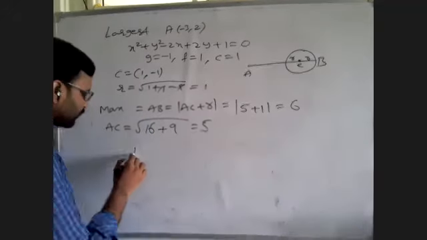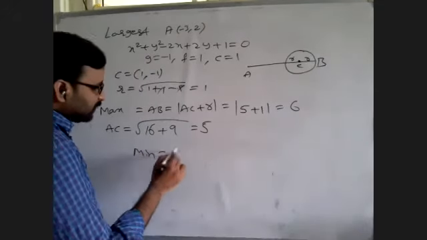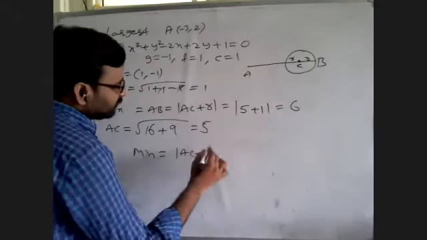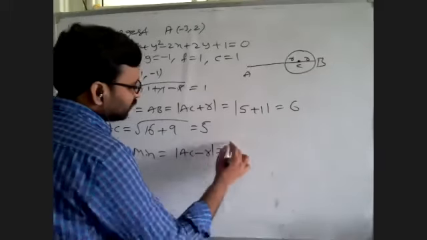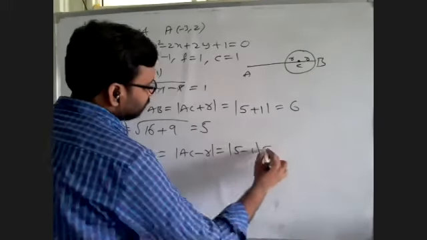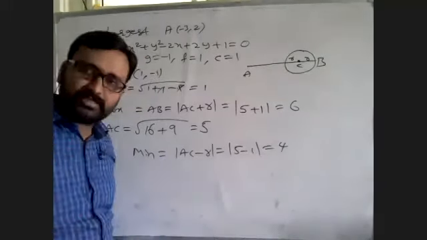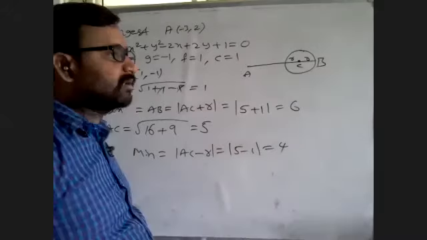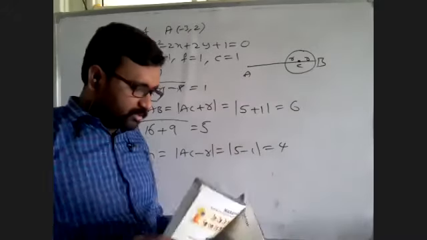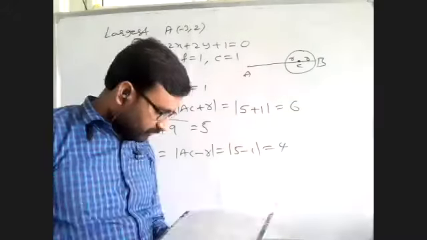Can you find the minimum distance? What is the minimum distance formula? Modulus of AC minus R. 5 minus 1 is equal to 4. This is the minimum distance from the given point A to the circle. Okay, so this is about maximum and minimum.